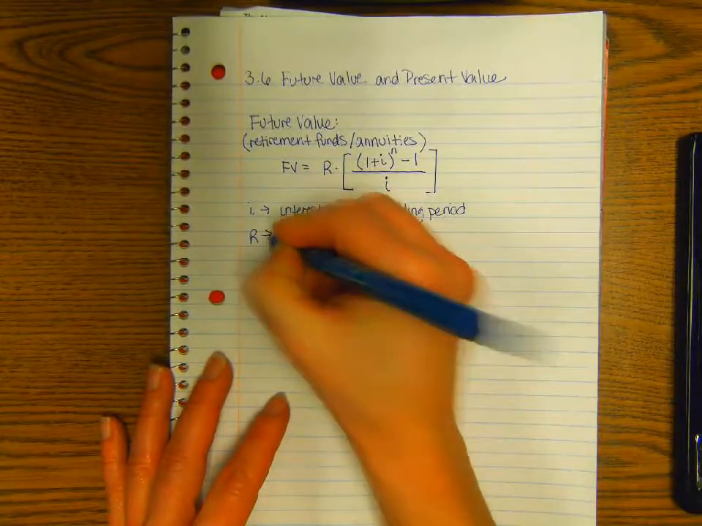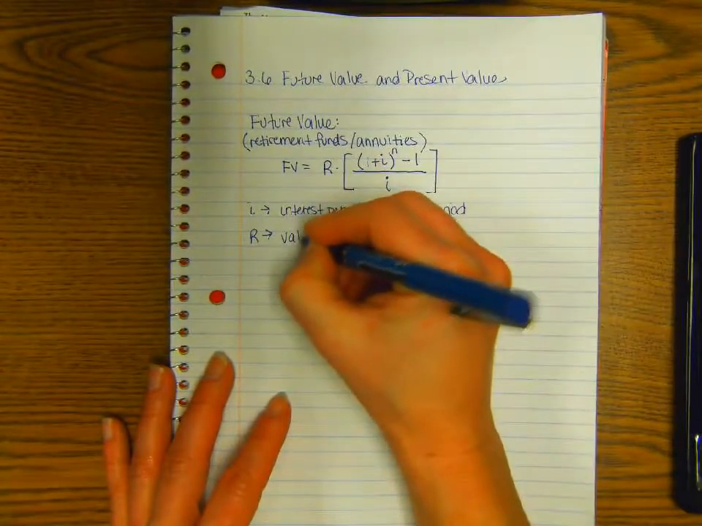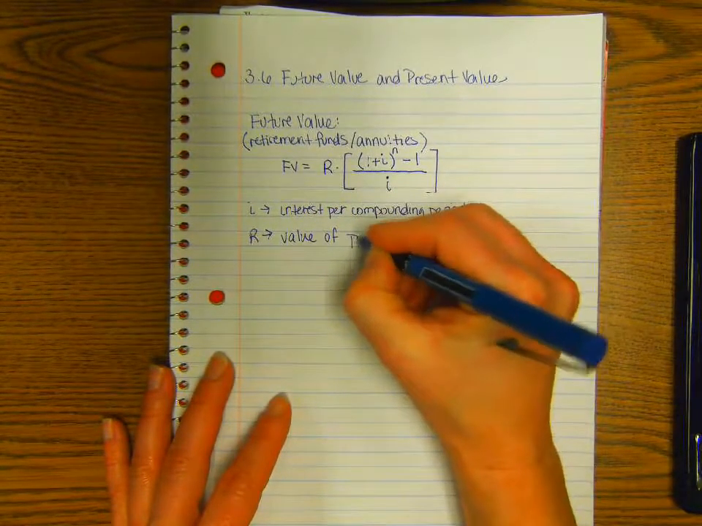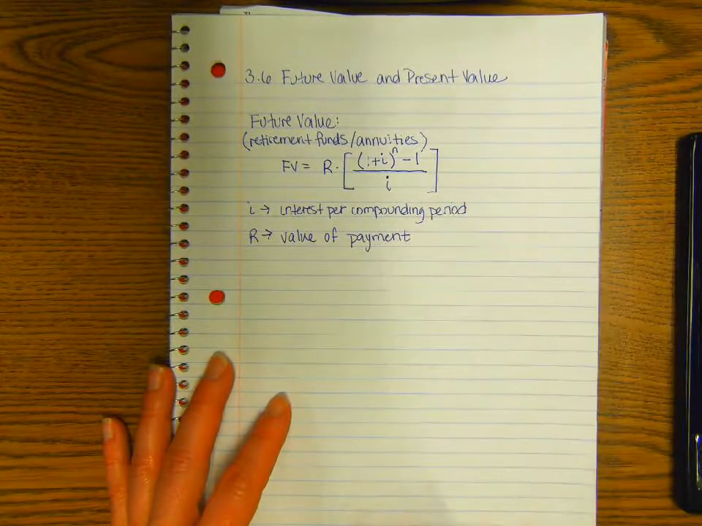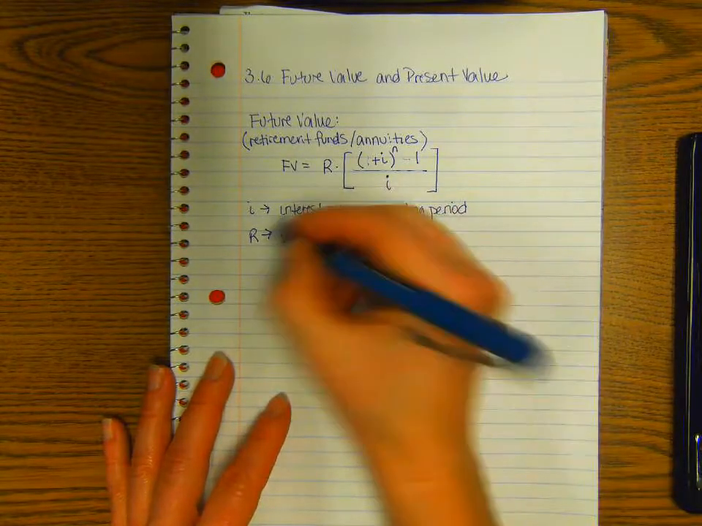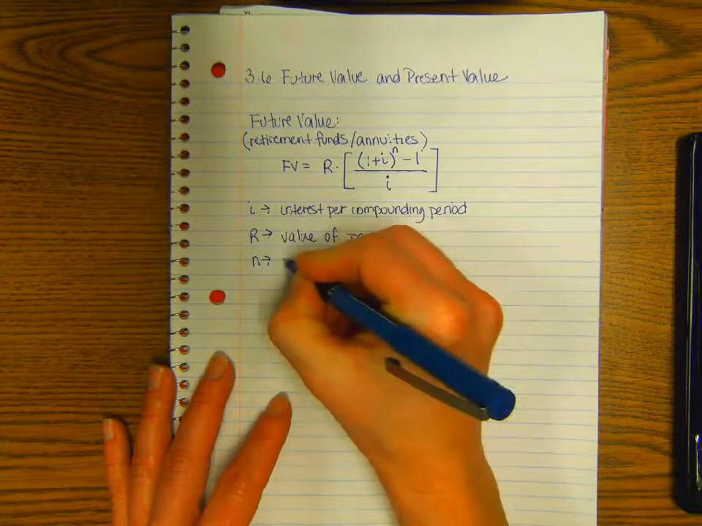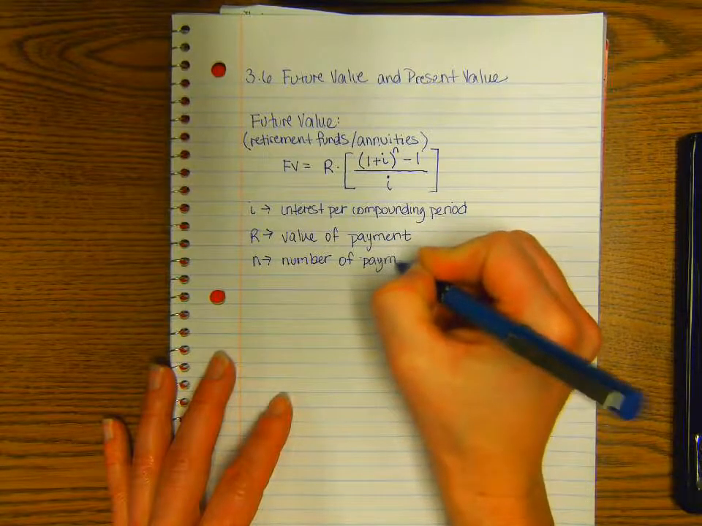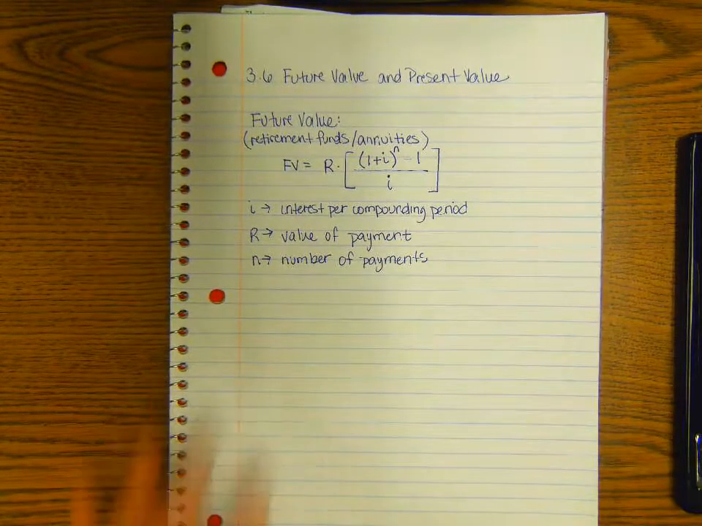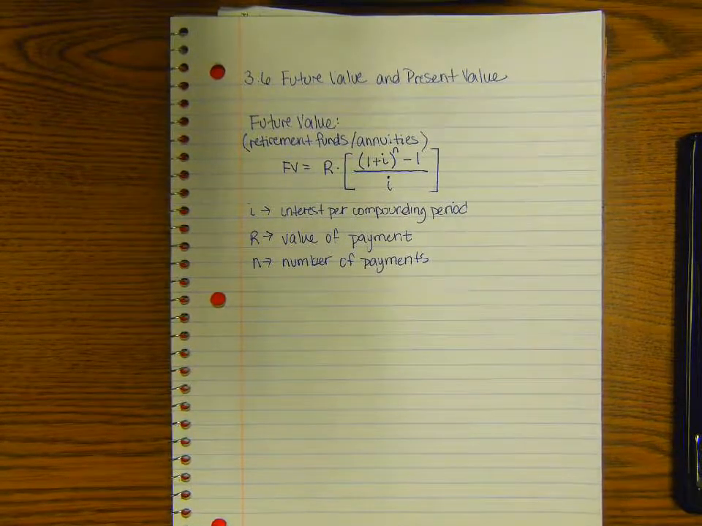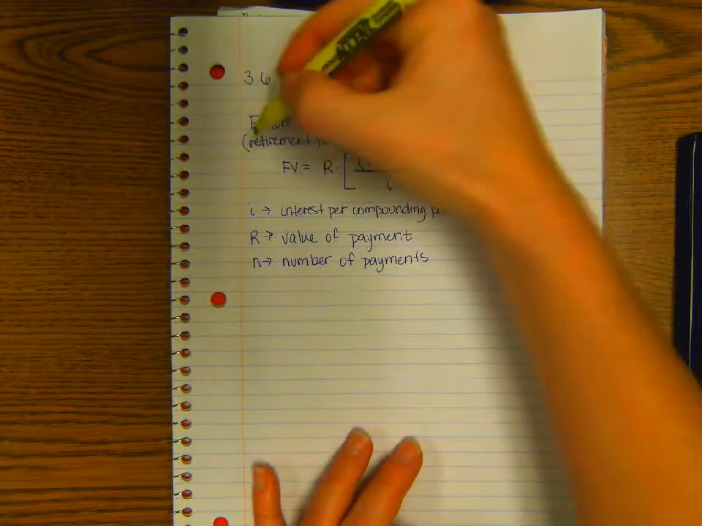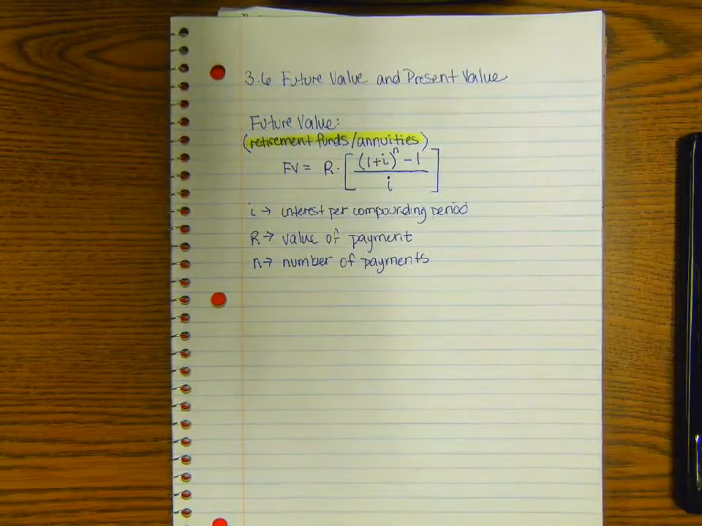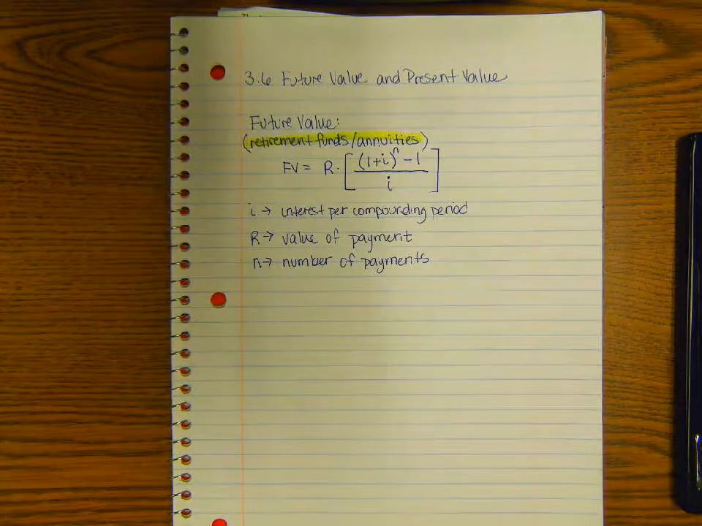R is the value of the payment. And then n is the number of payments you make. And just to make sure we're clear, this is the one we're using when you're saving for something, saving for retirement.